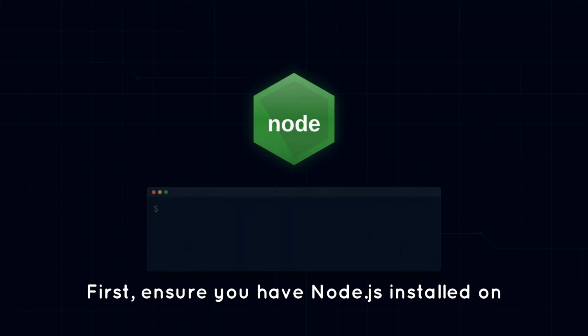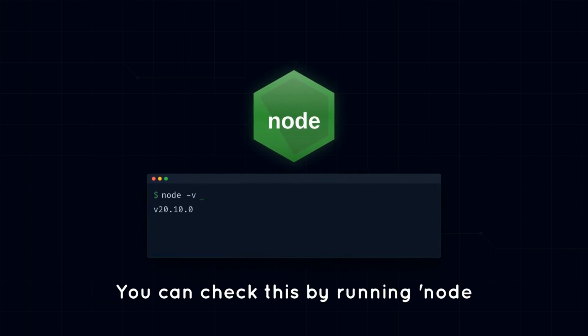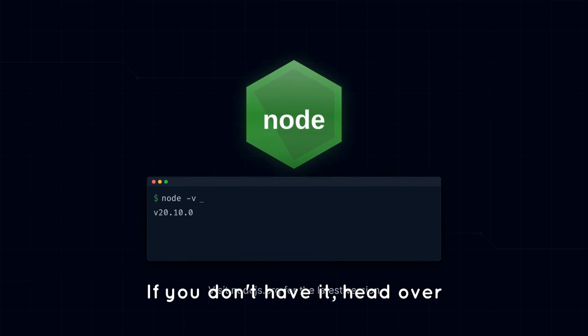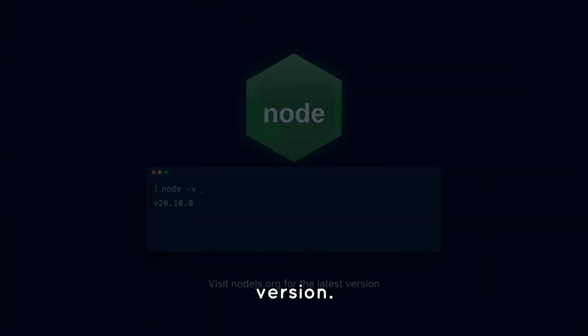First, ensure you have Node.js installed on your machine. You can check this by running node -v in your terminal. If you don't have it, head over to nodejs.org to download the latest stable version.